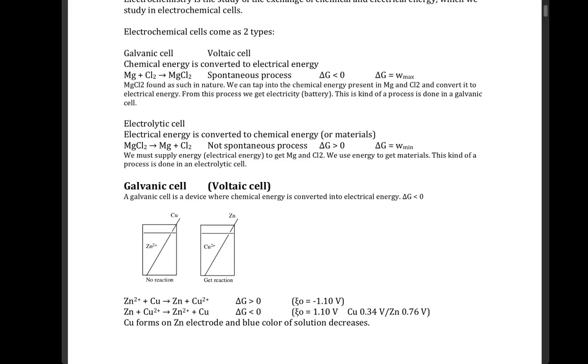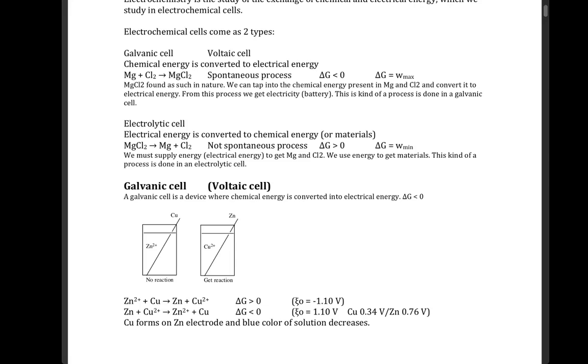We can tap into the chemical energy present in Mg and Cl2 and convert it to electrical energy. From this process, we get electricity, that is a battery. This kind of process is done in a galvanic cell. So a galvanic cell implies spontaneous. It implies energy is given off. The maximum amount, W max, is delta G.